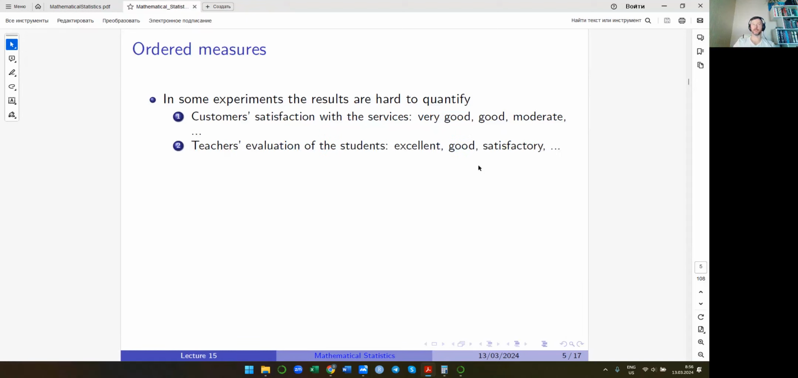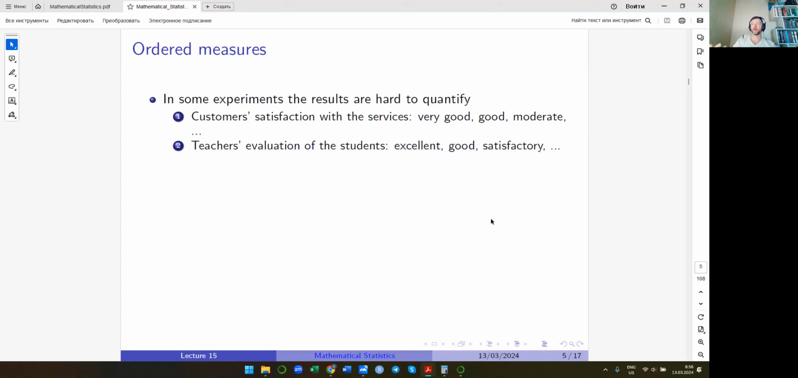Another example is the evaluation of students. I can give the grade like excellent, good, satisfactory, and each of these grades can be represented with the number 5, 4, 3, 2, 1. Or if we convert this to the 100 point system, it might be like 100 excellent, 90 points good, 70 points satisfactory, and so on.